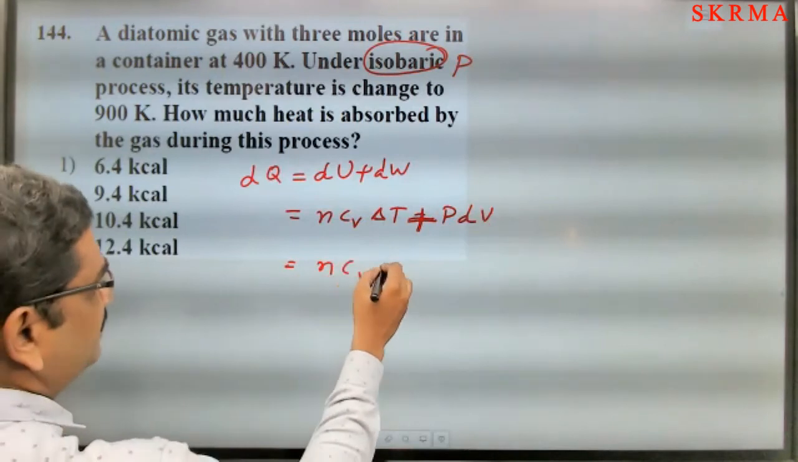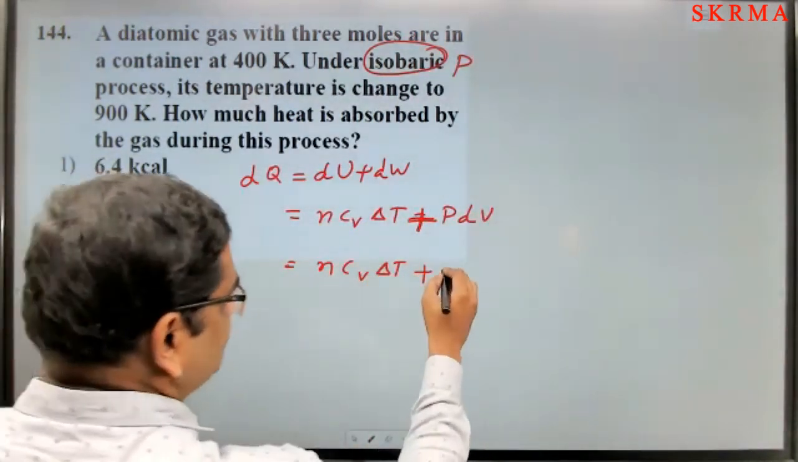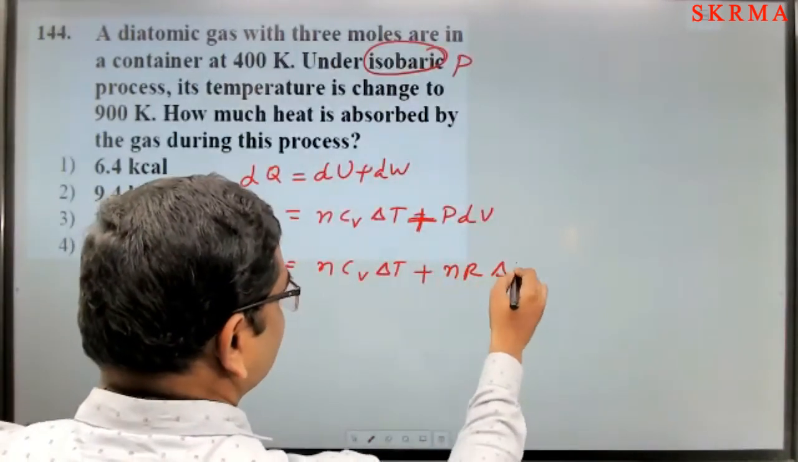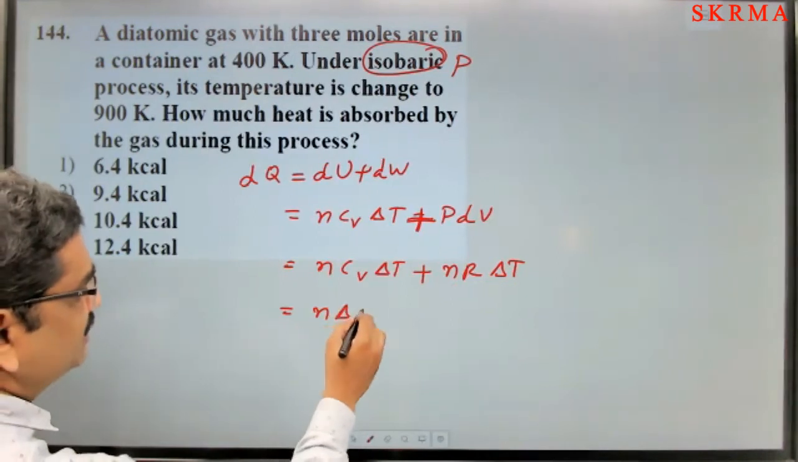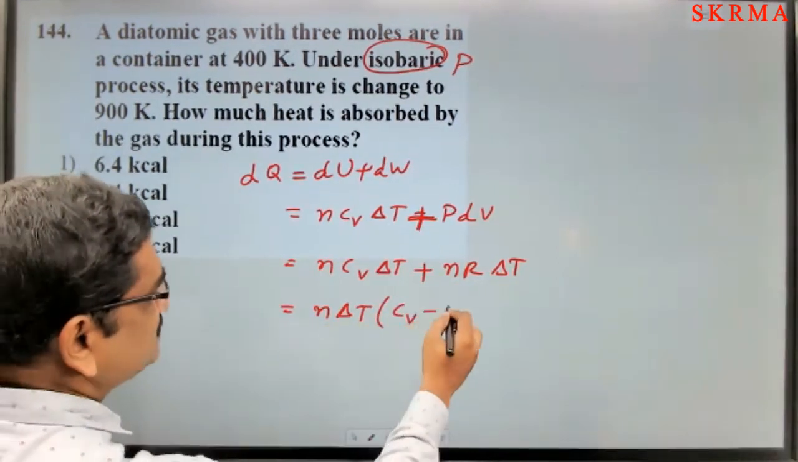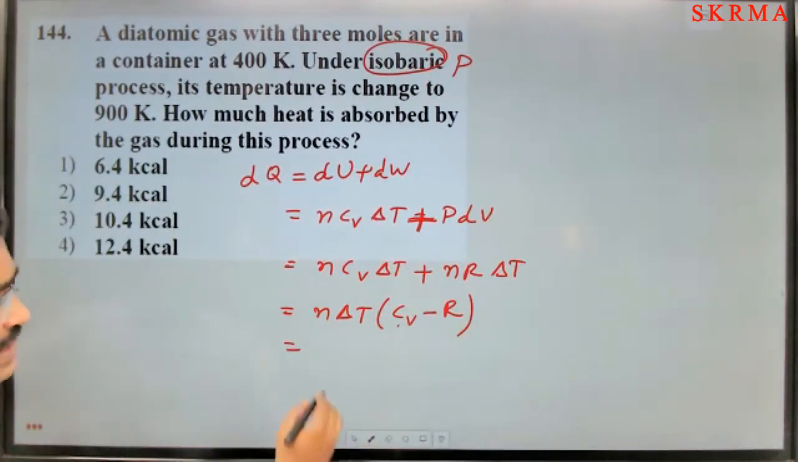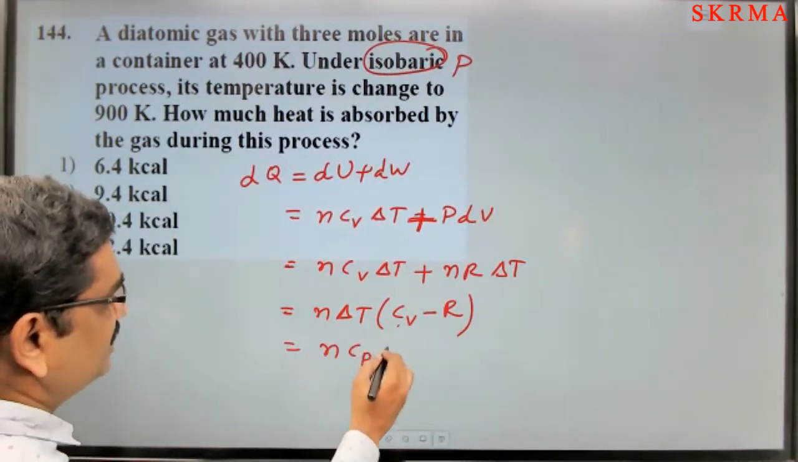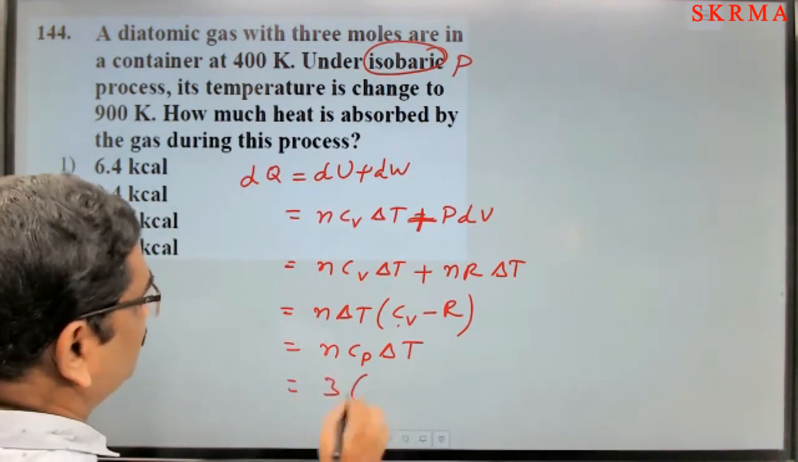So nCv delta T. dU can be written as nR delta T, so n into delta T into (Cv minus R). Cv minus R is equal to Cp, since R is nothing but... so nCp delta T. This is a diatomic gas. Number of moles is 3.